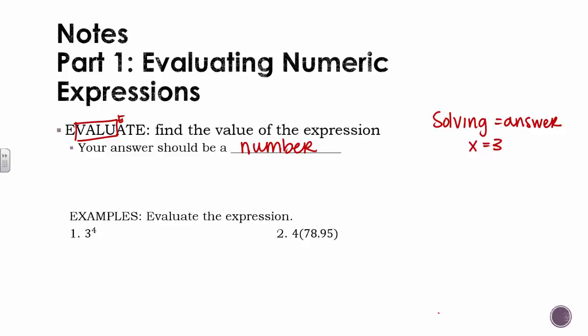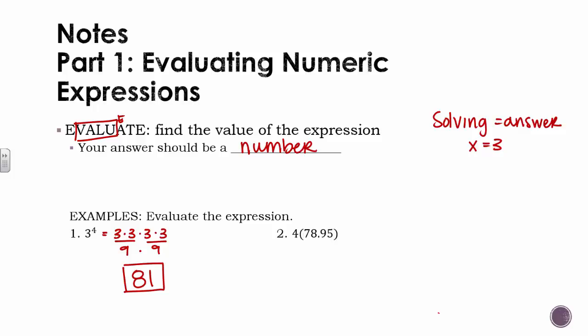So here's an example. I would tell you to evaluate these two expressions here. And what that means is we need to figure out what this value is. So what is 3 to the 4th power? Remember that that's just 3 times 3 times 3 times 3. So we can do this without a calculator. We all know 3 times 3 is 9, and 3 times 3 is 9, and 9 times 9 gives us 81. That is the value of 3 to the 4th power.